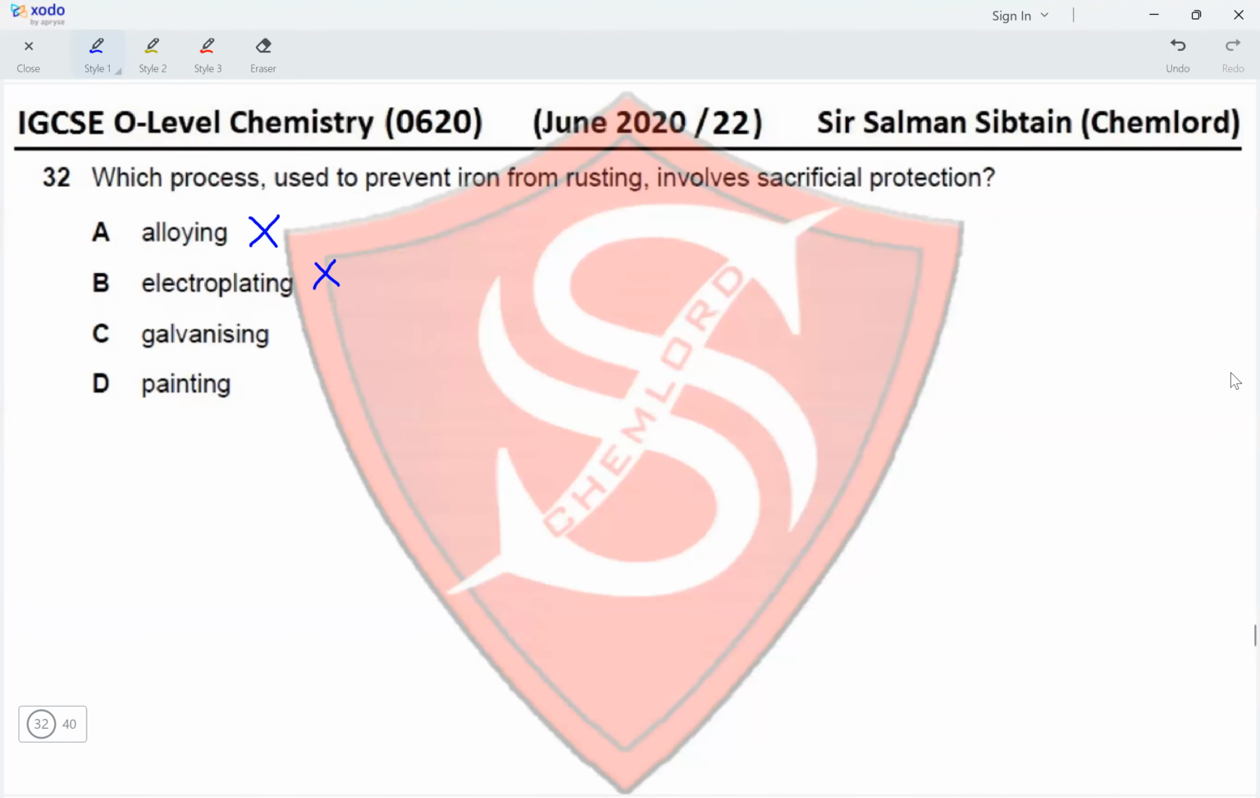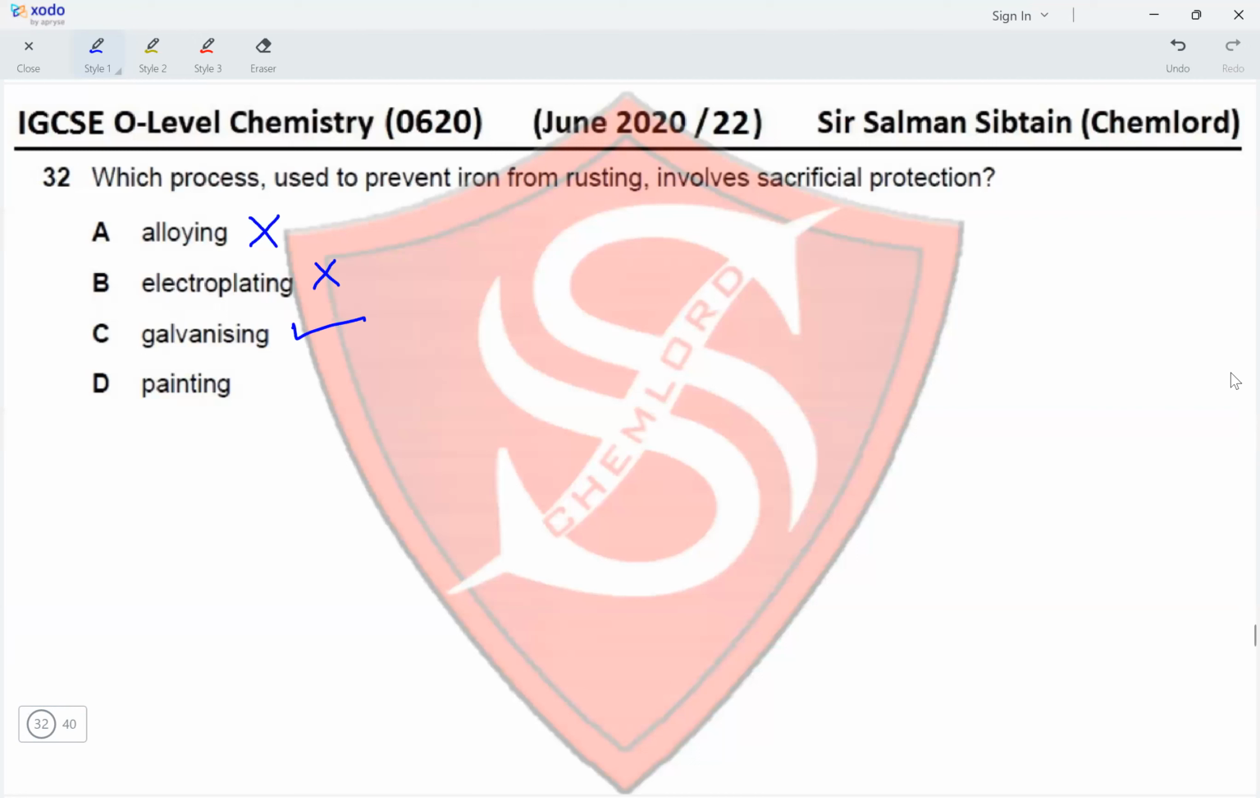Galvanizing. Galvanizing is coating iron or steel with zinc. And since zinc is more reactive than iron, it would react with oxygen and water and will prevent iron from reacting with it. So iron will not rust. And galvanizing is known as the process of sacrificial protection.